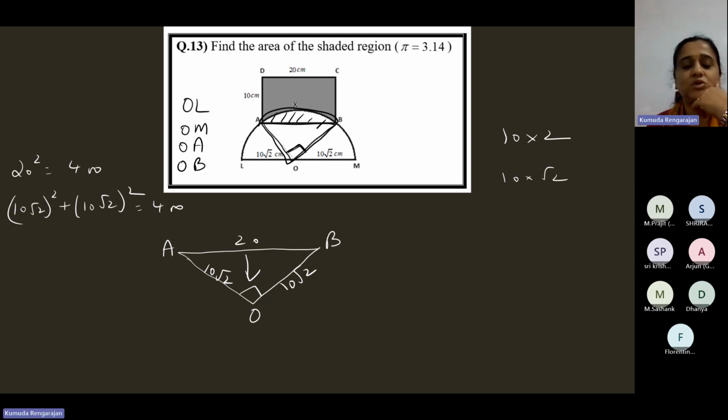90 by 360 into pi r square will give you the area of the sector. Area of triangle, you can do half base into height. Or if you do r square sine theta by 2 cos theta by 2 also, you'll get the same answer. So you can do half base into height quickly. Subtract, you'll get the area of the segment. Then rectangle is 20 into 10, 200 minus segment will be the area of the shaded region.